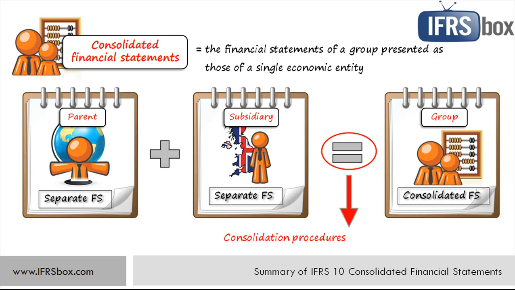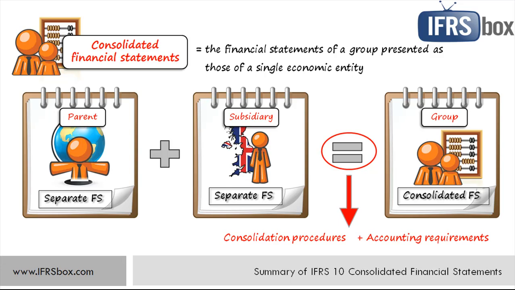All these procedures are prescribed by IFRS 10, and except for these procedures, IFRS 10 sets the accounting requirements that you must apply when making consolidated financial statements. For example, about uniform accounting policies, different reporting dates of a parent and subsidiary, inclusion and exclusion of a subsidiary from consolidation, presentation of non-controlling interests, changes in ownership interests, and other.